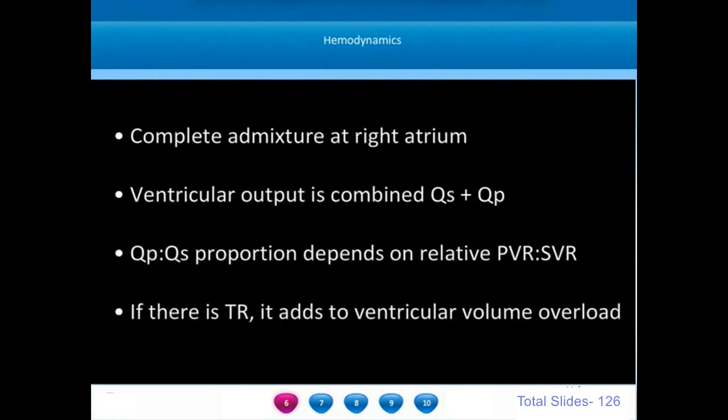When we look at the hemodynamics, there is a complete admixture at the right atrium. The pulmonary venous return that comes from the pulmonary veins into the left atrium enters the right atrium through the foramen ovale, and there is a total admixture. The right ventricular output is actually representative of the combined QP and QS. The QP to QS ratio is dependent on the relative ratio between the pulmonary vascular resistance and systemic vascular resistance. Whenever there is tricuspid regurgitation, it adds to the ventricular volume overload.